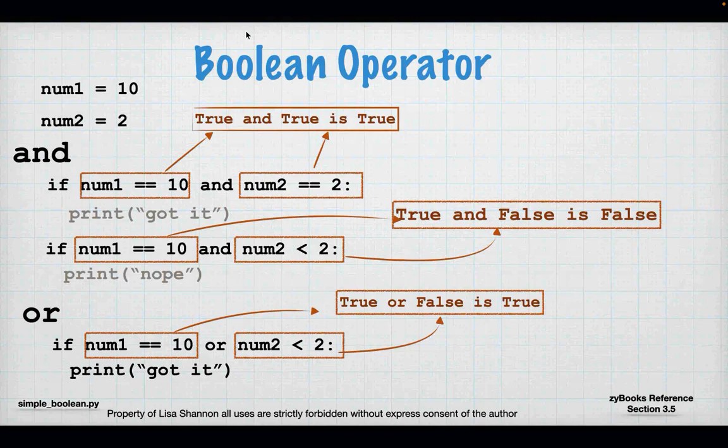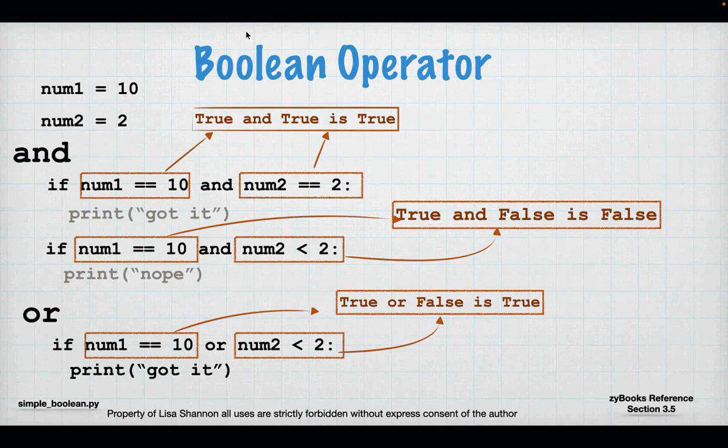So true and true is always true. True and false is always false. True or false is always true. So you have the opposite action between and or. If I look at what I've got here and I have these compound questions, my first statement is, if num1 is equivalent to 10 and num2 is equivalent to 2, then I'm going to do something. So here's how Python does this.